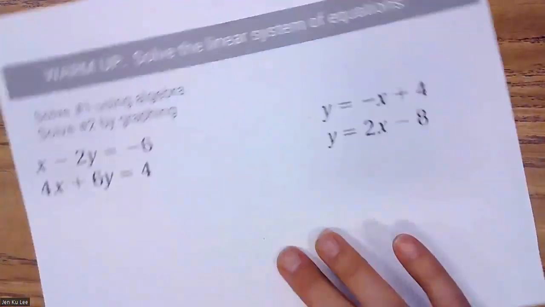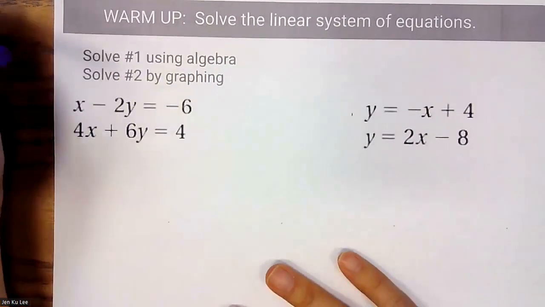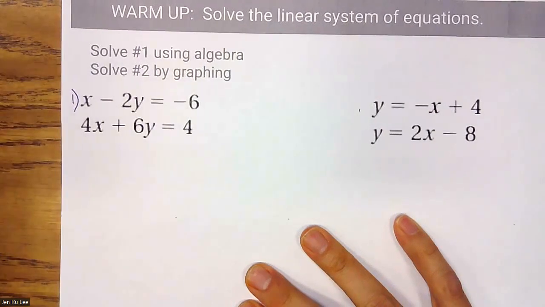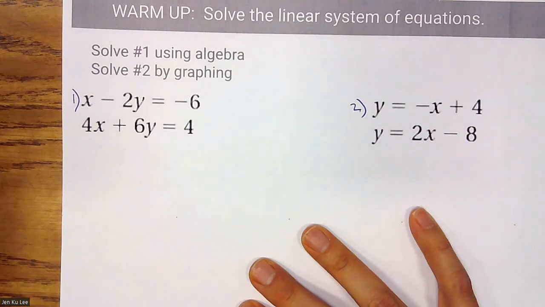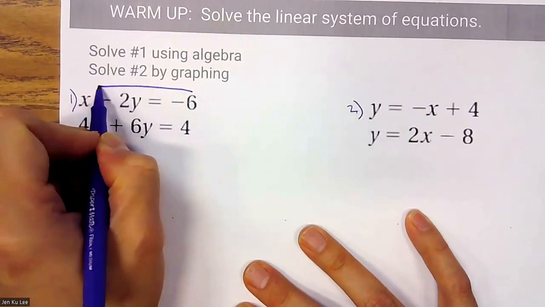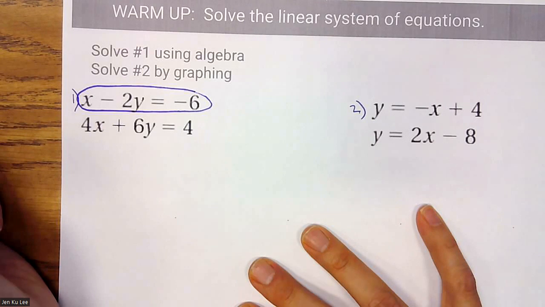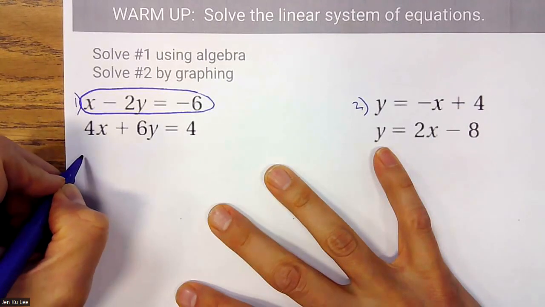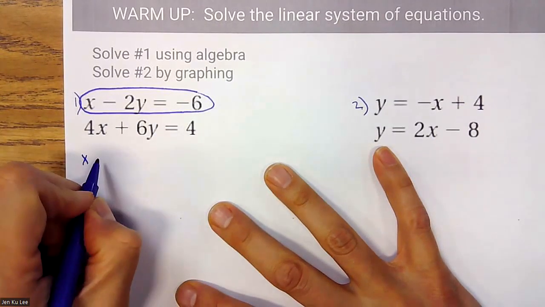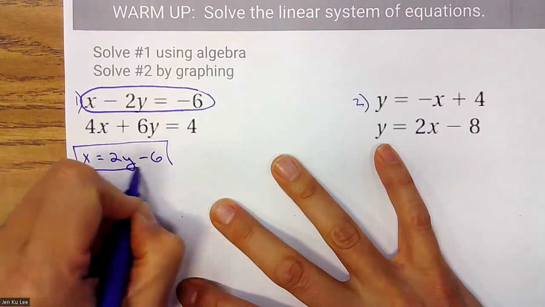But before we get into all that, I gave you this warm up. So let's solve this. Okay? Solve number 1 using algebra, and we're going to solve number 2 by graphing. Okay, so remember that we're going to take this first one. I'm going to use the method of substitution. I'm going to solve for a variable, solve for x, because that's the easiest. So if I add 2y to both sides, then x equals positive 2y minus 6, right?